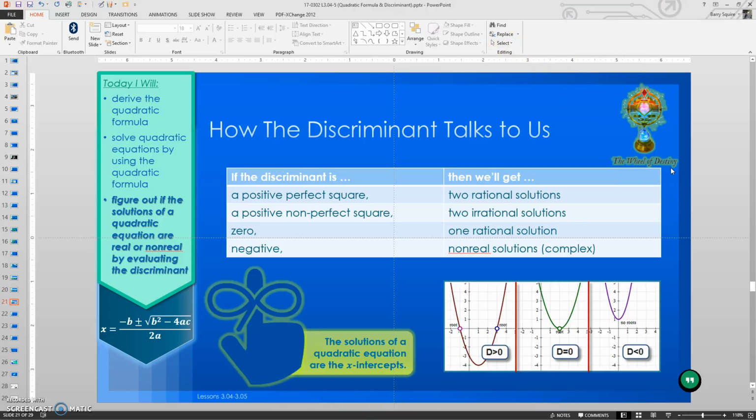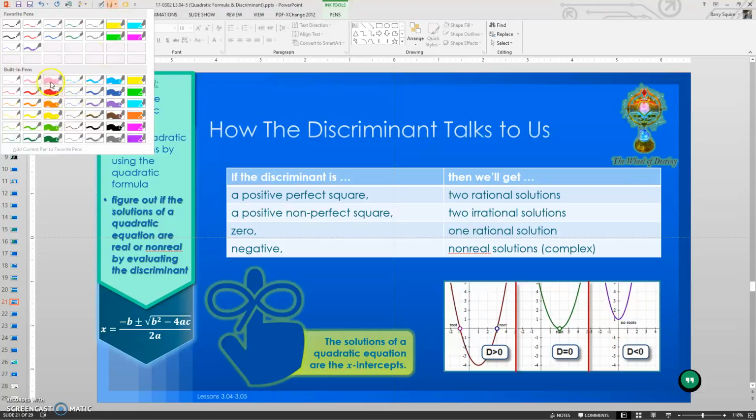But another reason that this really is helpful for us is because if we recall back to when we first started talking about quadratic equations, we were talking about how we were finding the solutions, the roots, the zeros, things like that. And those solutions of quadratic equations are the actual x-intercepts of our graph when we graph the quadratic equation.